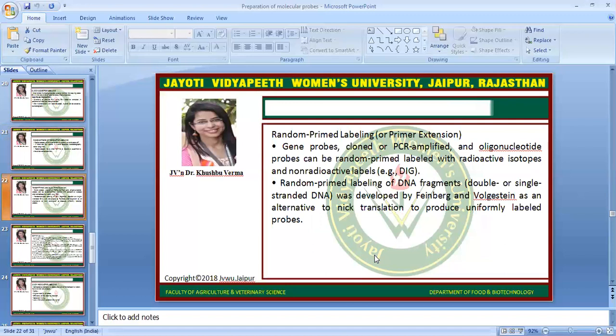Along with these, there are two or three other methods, like random primed labeling or primer extension. Gene probes, cloned or PCR amplified, and oligonucleotide probes can be random primed labeled with radioactive isotopes or non-radioactive labels like DIG. Random primed labeling of DNA fragments, double or single stranded, was developed by Feinberg and Vogelstein as an alternative to nick translation to produce uniformly labeled probes.